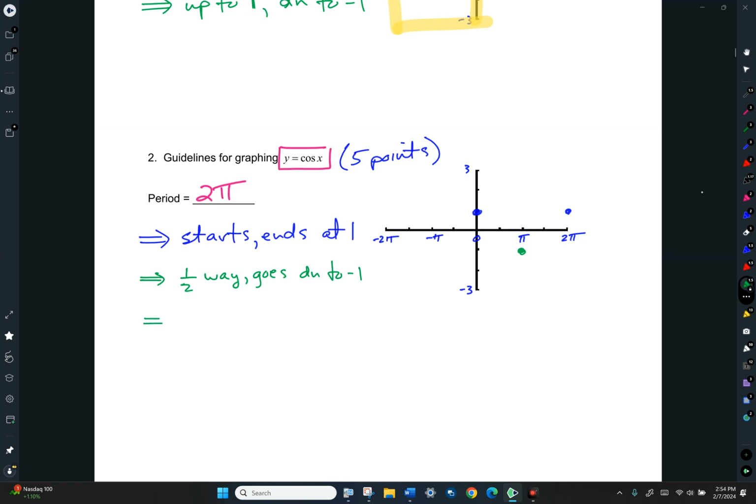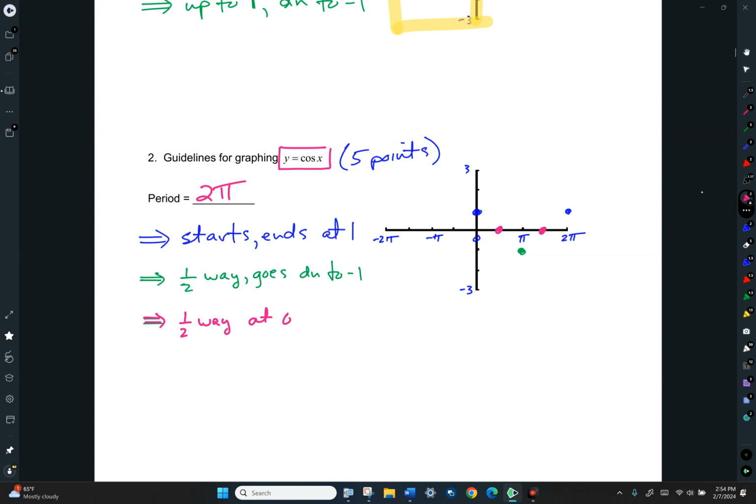For my last 2 points, I'm going to say halfway, meaning halfway between each of those 3 points. Halfway, I'm at 0. So halfway between the first 2 points, I'm at 0. Halfway between the next 2 points, I'm at 0. And I know a lot of people look at it and say, oh, look, it forms a V. That's fine if you think of it that way.